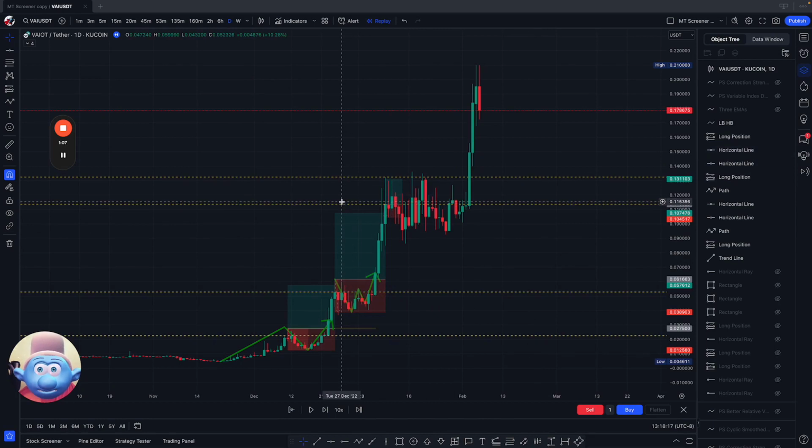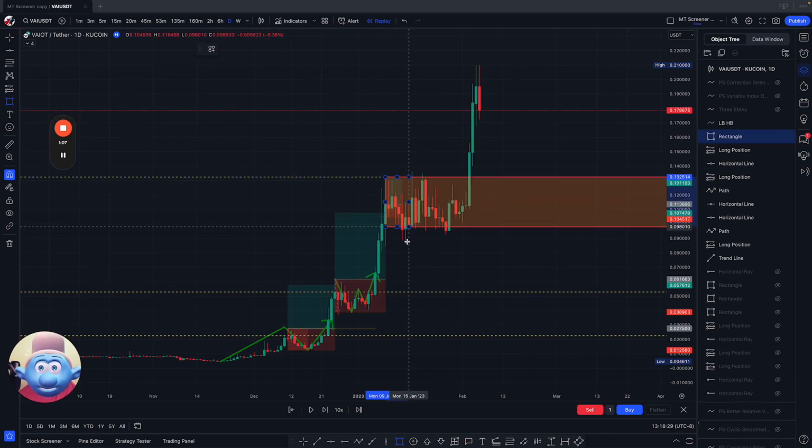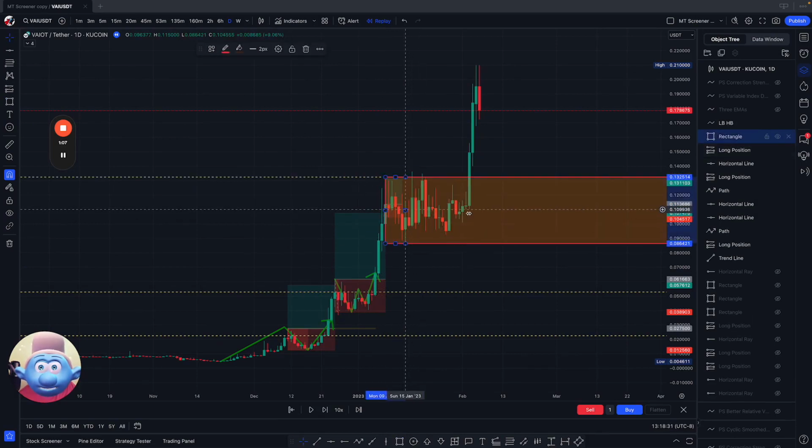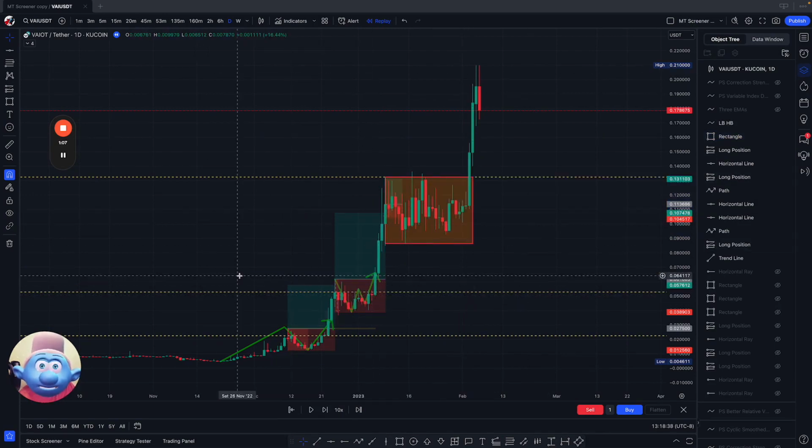Let me delete this level right there, just because. You have all this volatility and consolidation in this range. Let me draw out the range just for fun. Wow, I did not want that highlighted all the way out there. Okay, so you have this price volatility in this range right here.